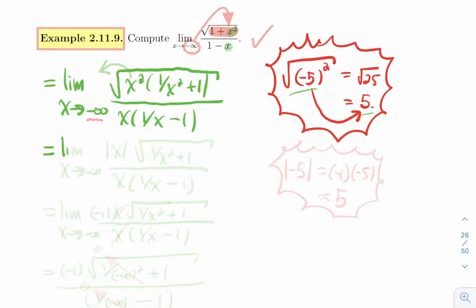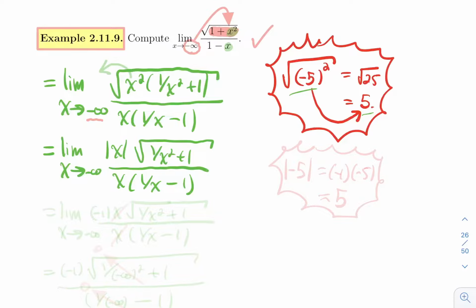So here you get the limit as x goes to minus infinity of the absolute value of x, square root of 1 over x squared plus 1, all that over x times 1 over x minus 1. Now you want to do some cancellation, but how do you get rid of an absolute value of x? You cannot simply cross the x's here.